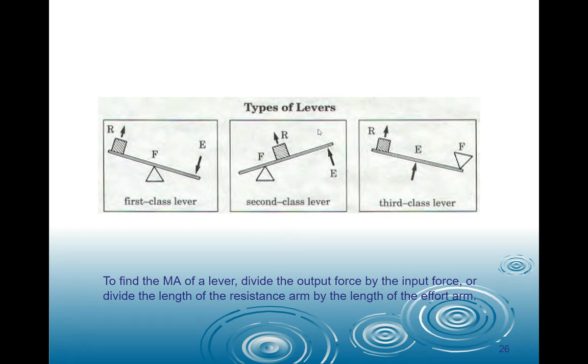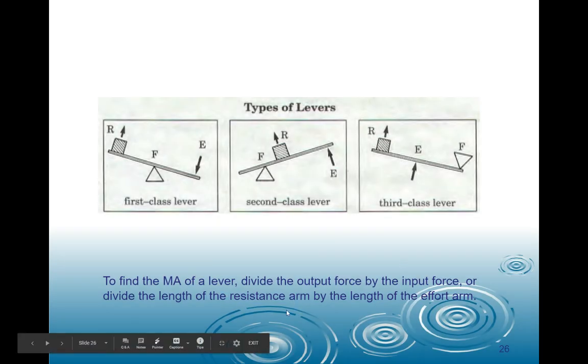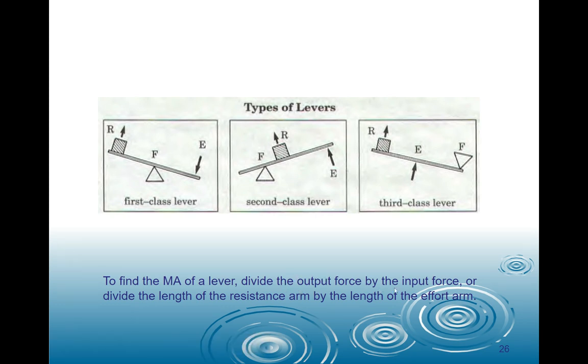So we have 3 types of levers here. We have the first class lever, our second class lever, and our third class lever. Take a look. To find the mechanical advantage of a lever, divide the output force by the input force, or divide the length of the resistance arm by the length of the effort arm. All right, so we have our resistance arm and we have our effort arm. Take a look over those diagrams, kind of see what's going on.